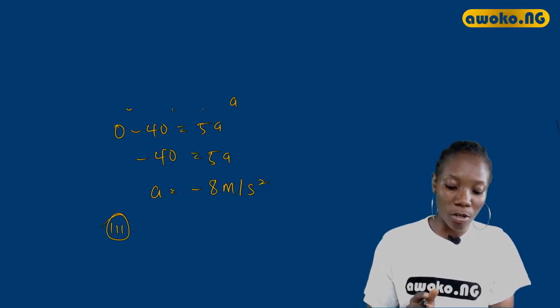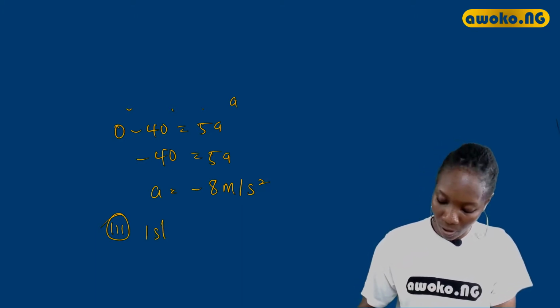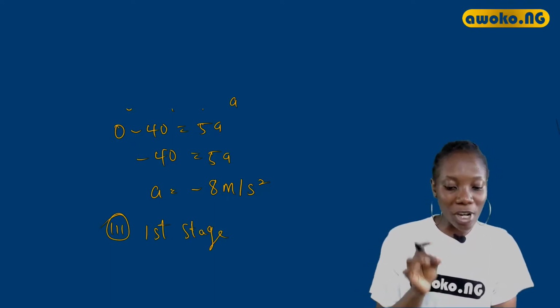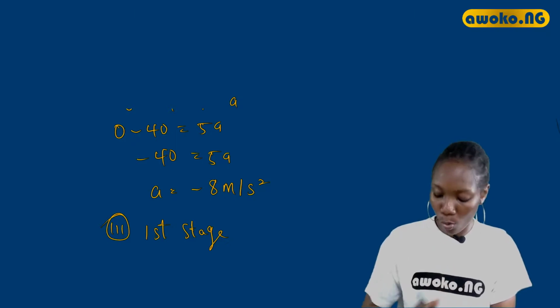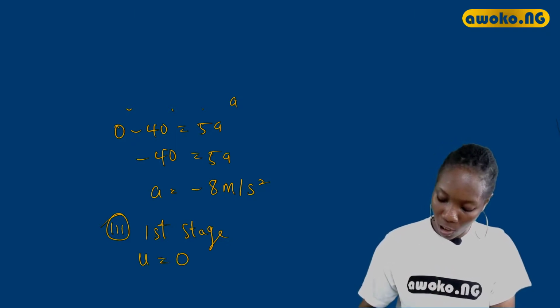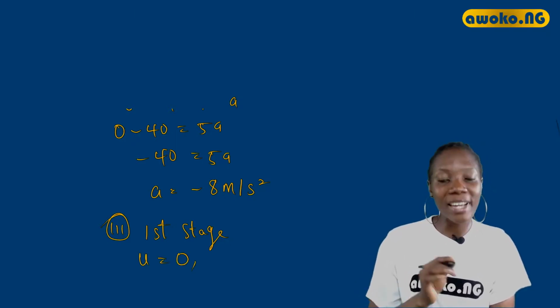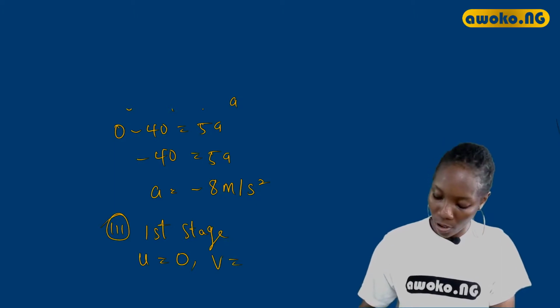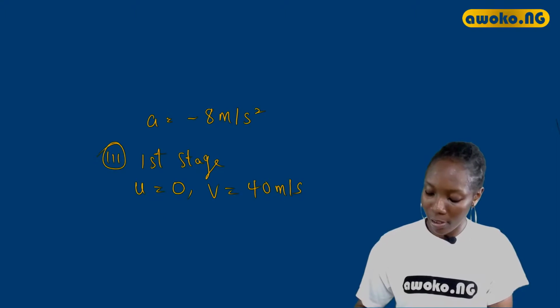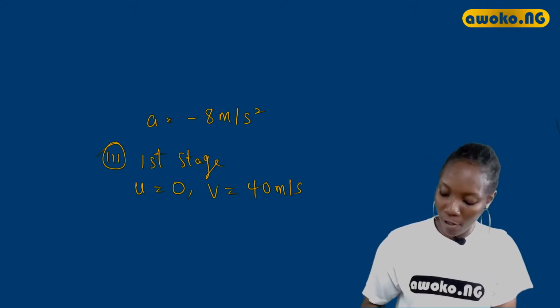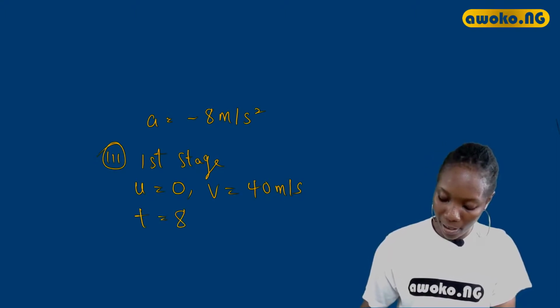And the first stage of the journey, let's put it as first stage, the body starts from rest. So u here equals 0. And now the final velocity here was given to be 40 meters per second. And also the time t was given to be 8 seconds.